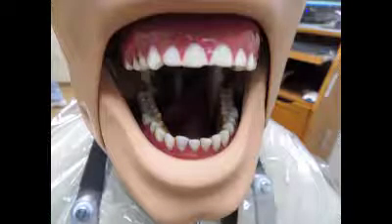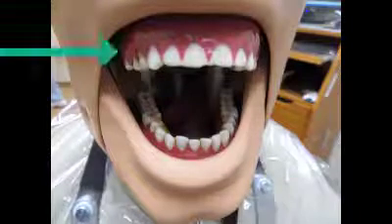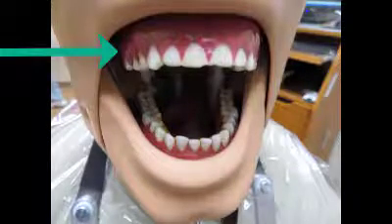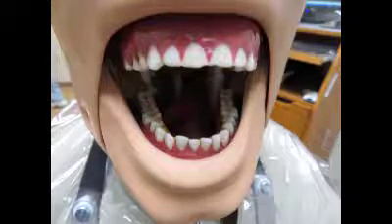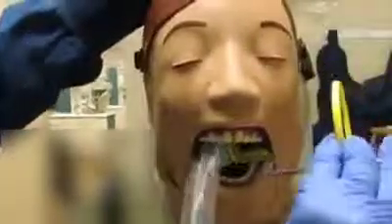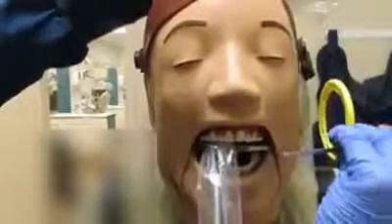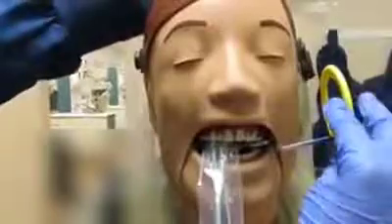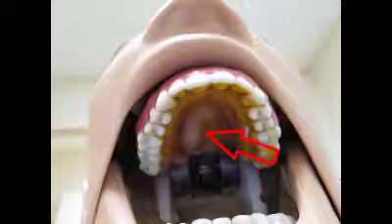When exposing posterior periapicals on a patient or dexter, begin with the maxillary right molar exposure. But in this video, we will demonstrate the maxillary left molar exposure first. Position the receptor at the center of second maxillary molar and far away from the teeth, meaning the receptor should be placed towards the middle of the palate.